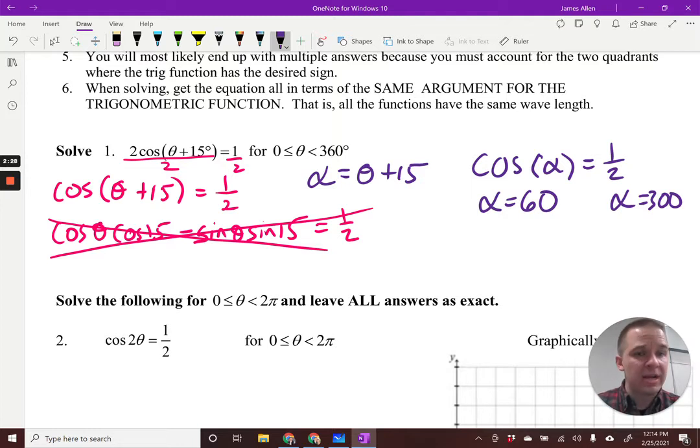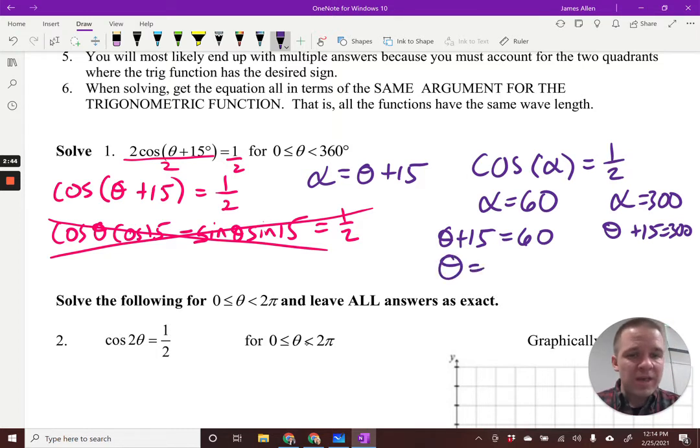However, that's what alpha equals. Well, what does alpha also equal? Alpha also equals theta plus 15, so we got to plug that back in. I said U-substitution earlier, but I did alpha substitution in this case. Sorry, I misspoke. That helps us take a problem that we don't know how to do and change it into a problem that we do know how to do.